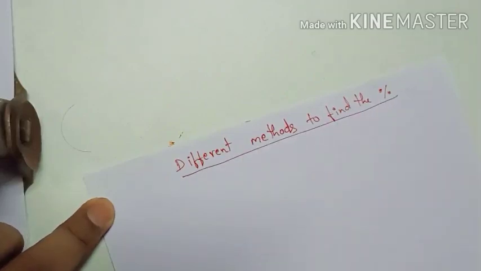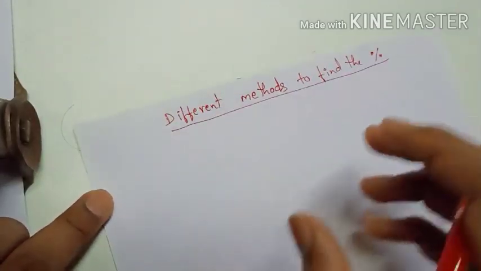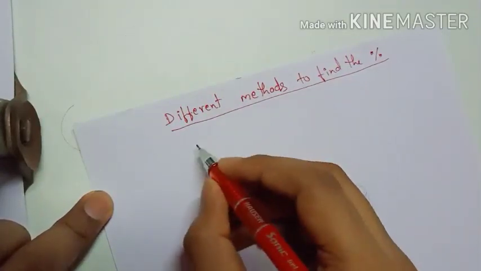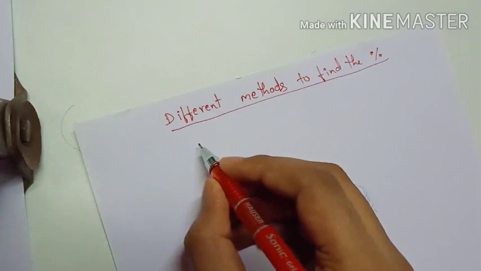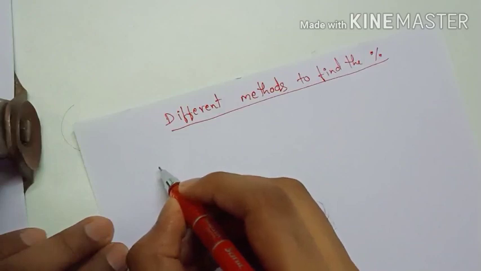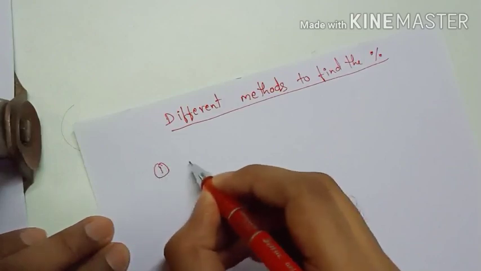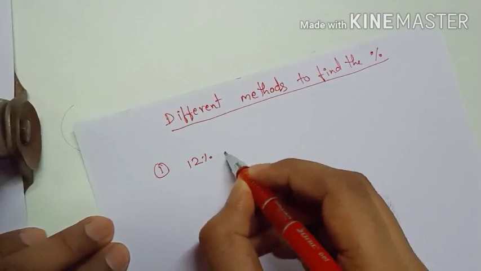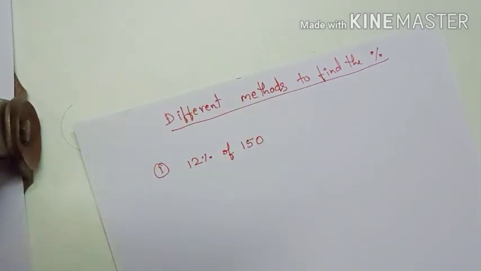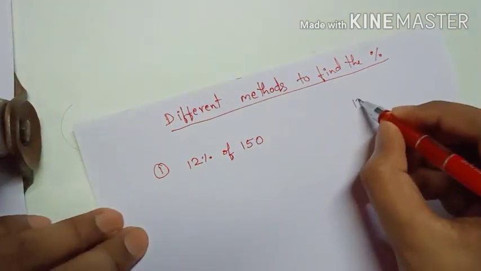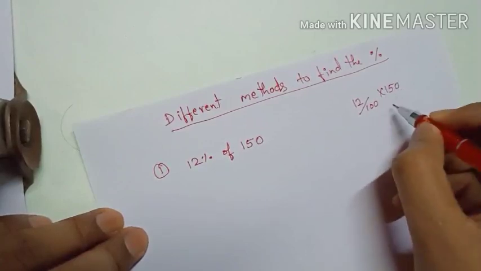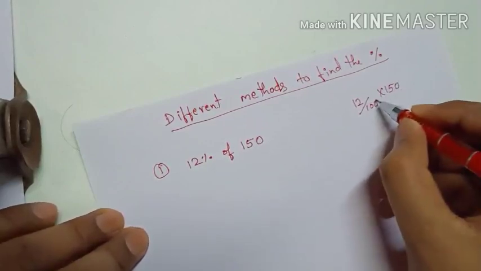Normally, when we go with the traditional method, that is percentage divided by 100 times the given value. So let us solve the problems by example itself, one by one. First, if someone asks you to find what is 12% of 150, what is the traditional method? 12 divided by 100 into 150, and then we have to do the further calculation and solve it.